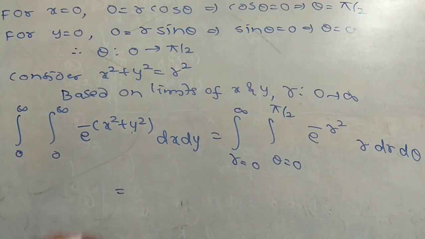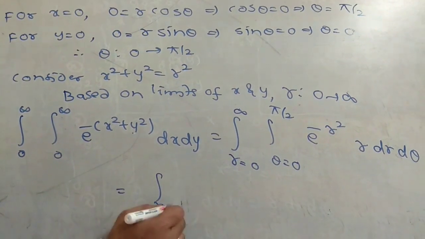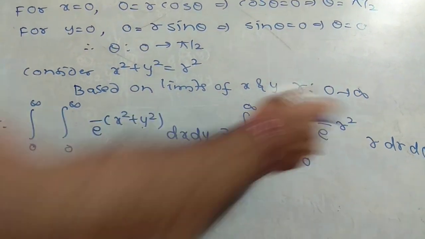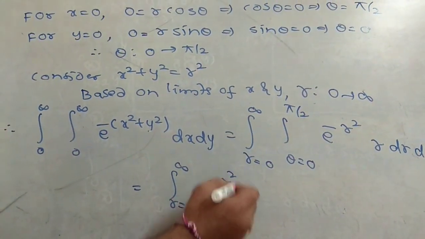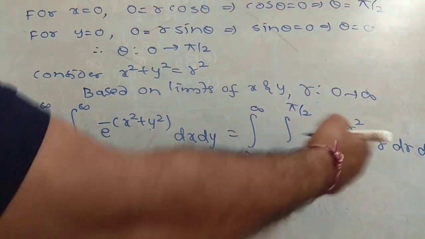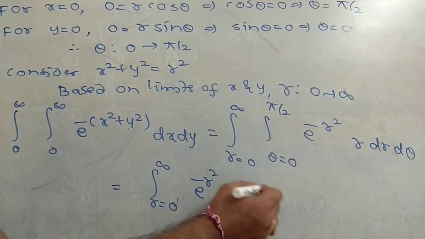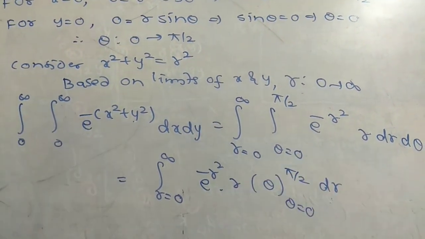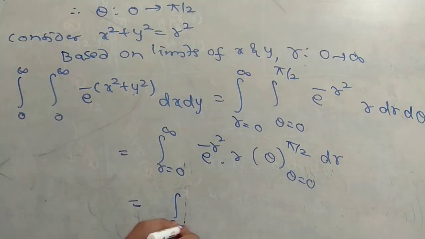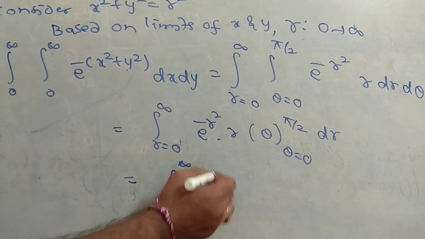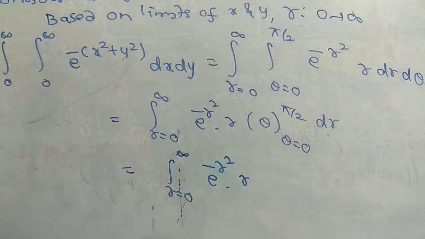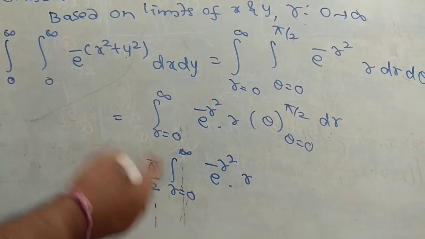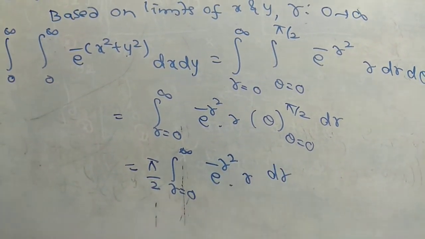Now here, the first integral you are keeping as it is, 0 to infinity. Integrate with respect to theta first. So e power minus r square into r is constant, nothing else is there, meaning 1. Integral of 1 is nothing but theta. The theta limits are 0 to pi by 2. Still we have dr. So it is integral r equal to 0 to infinity e power minus r square into r. Substitute your upper limit pi by 2. That pi by 2 is a constant term you take out of the integral, and we have only dr.